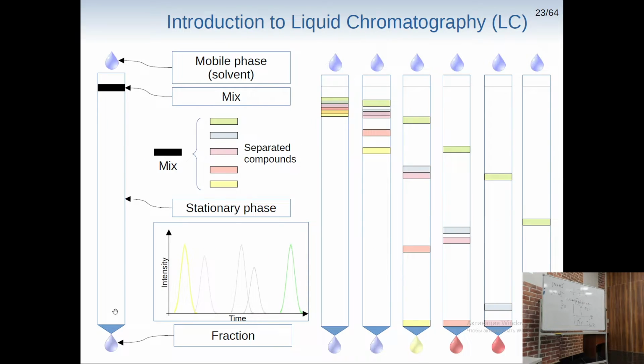So, if we want to do this top-down experiment, and we want to separate our proteins, or even peptides, we have to discuss a little bit about chromatography. Have you had any course on chromatography or such analytic methods before?